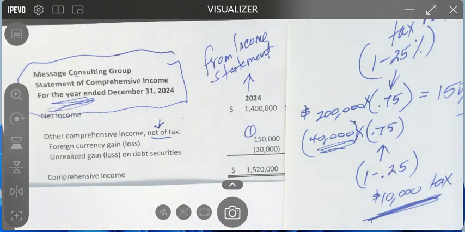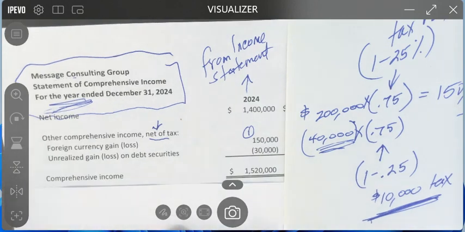Okay. I encourage you now to go look at any corporation's income statement and then the statement of comprehensive income that follows it, to see what it looks like in the real world. It'll actually look just like this.